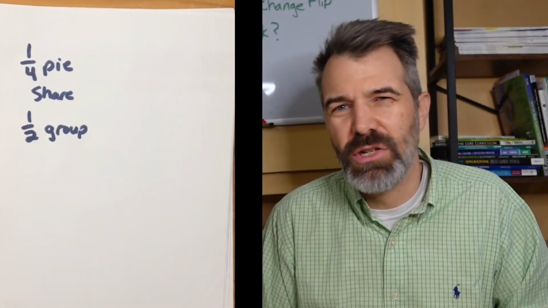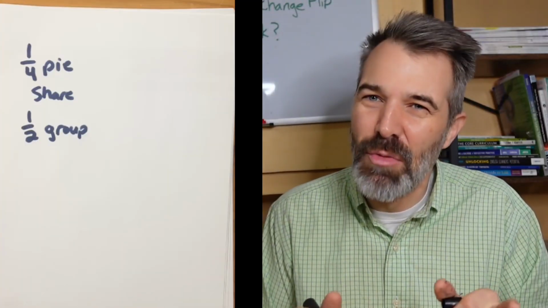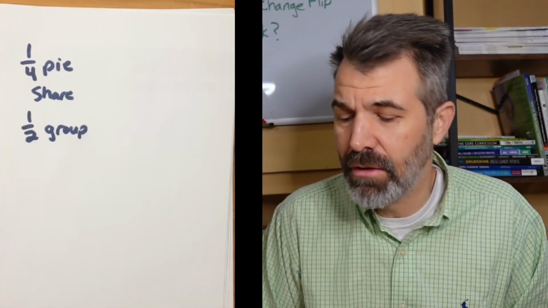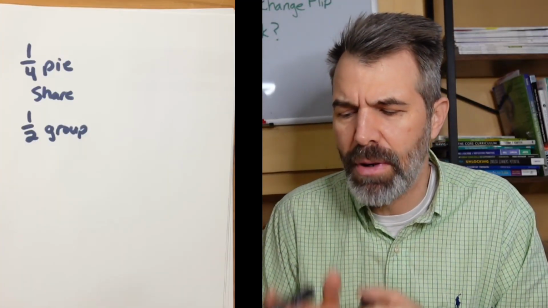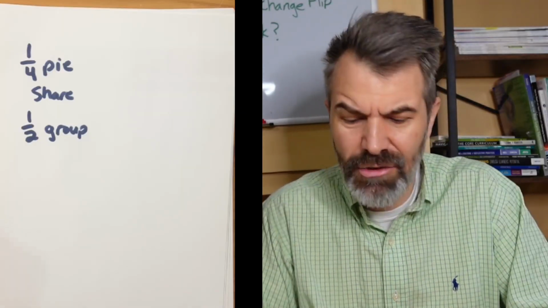If you're watching this and you want to pause it and think about how you could represent that, I challenge you to do that. I know most of us won't, but pause it here and ask, how could I represent 1/4 of a pie shared with 1/2 of a group? What in fact does that mean? So we're going to get back to that pie.